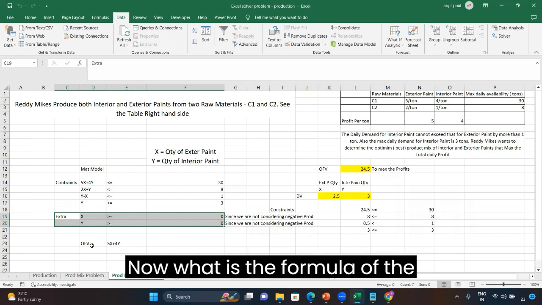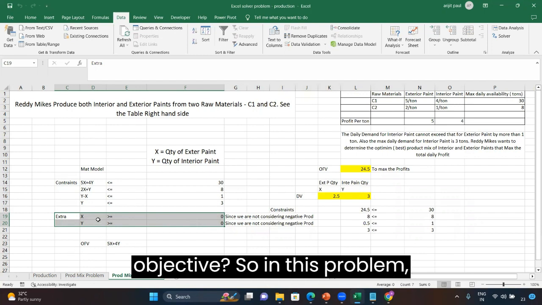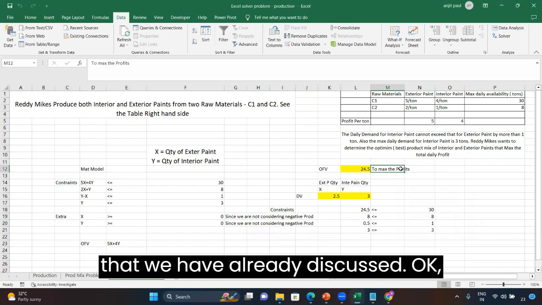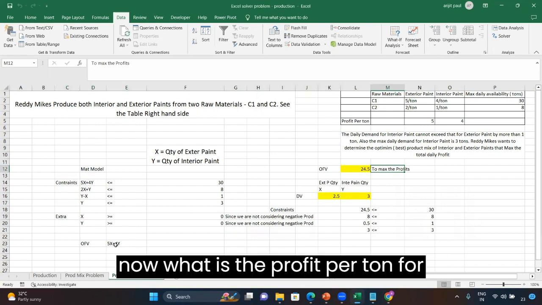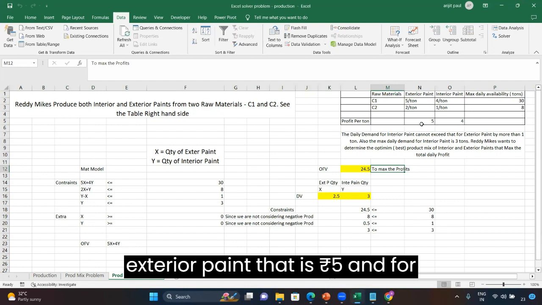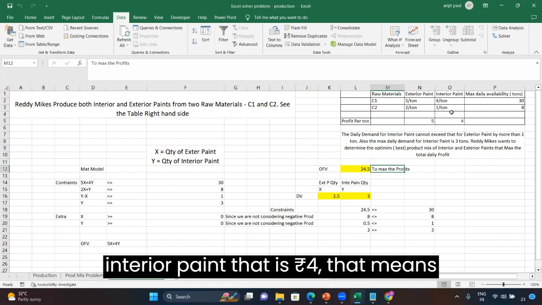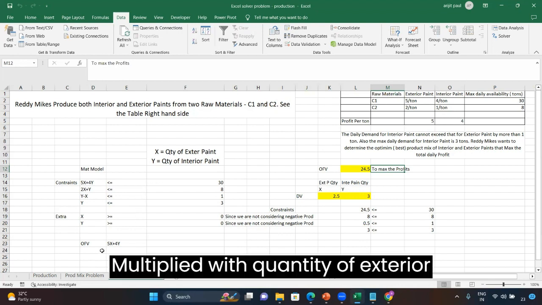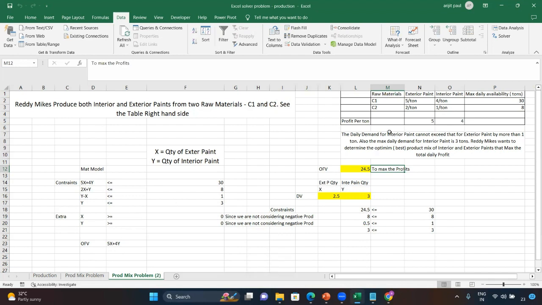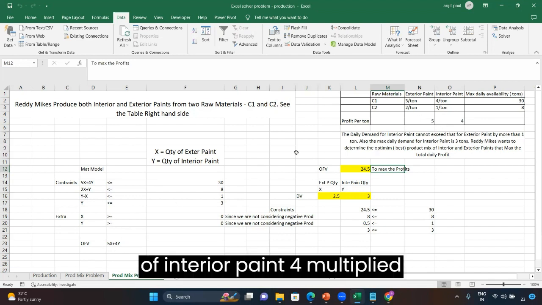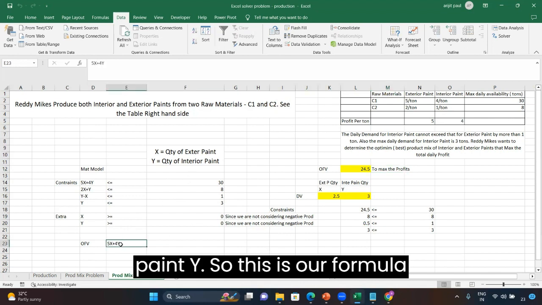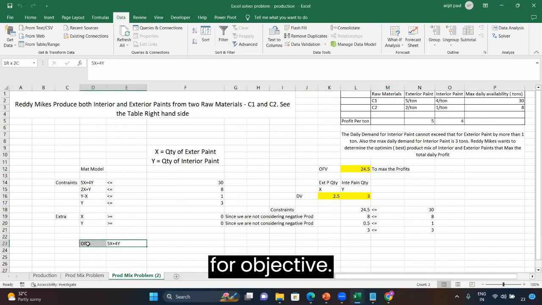Now, what is the formula of the objective? So in this problem, the objective is to maximize the profit that we have already discussed. Now, what is the profit per ton for exterior paint? That is 5 rupees. And for interior paint, that is 4 rupees. That means 5 multiplied with quantity of exterior paint, that is X, plus profit of interior paint 4 multiplied with the quantity of the interior paint Y. So this is our formula for objective.